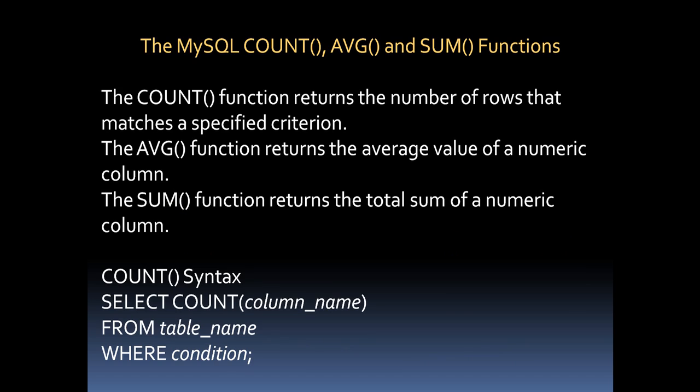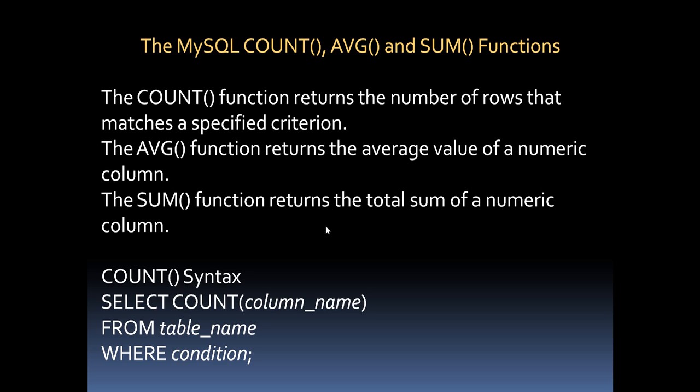The count function returns the number of rows that match a specified criterion. The average function returns the average value of a numeric column. The sum function returns the total sum of a numeric column.